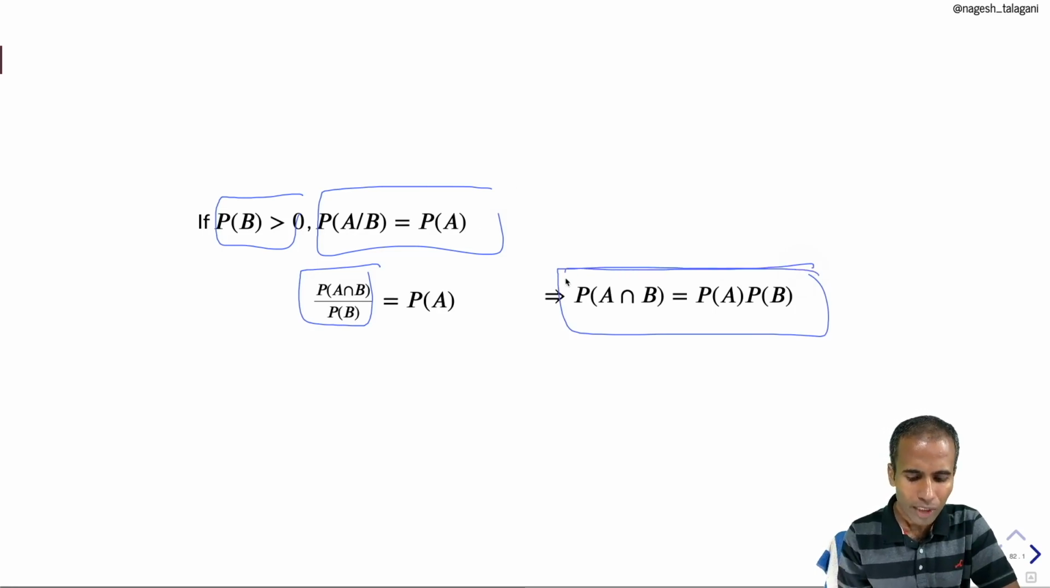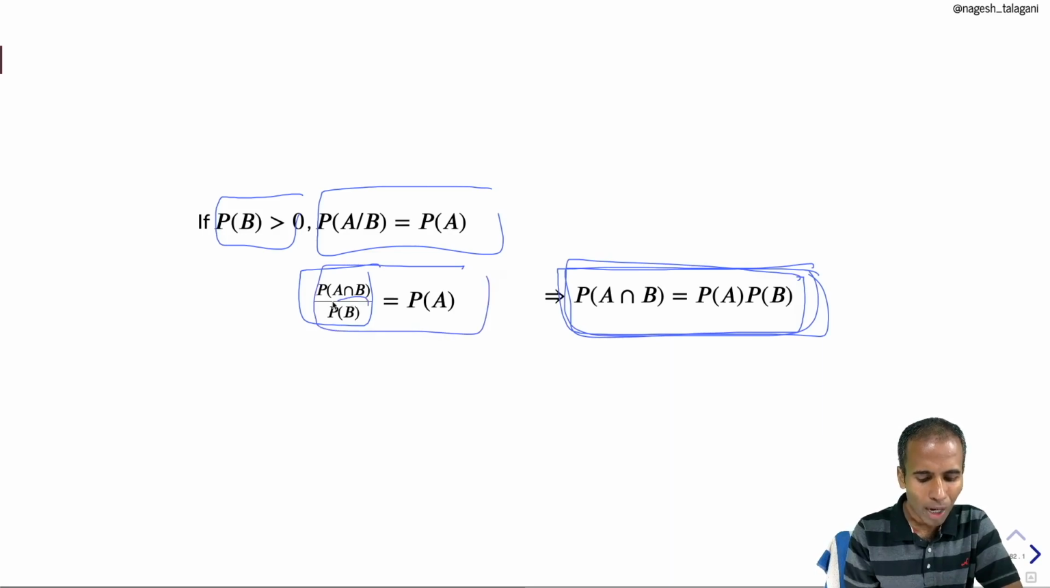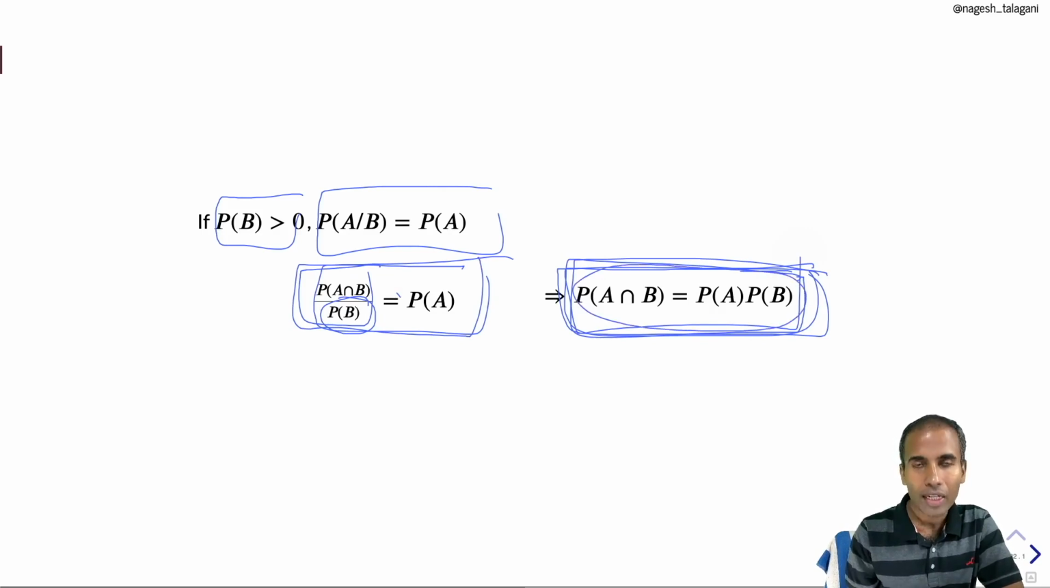See, in this expression, there is no problem. Whether probability of B is positive or 0, it always makes sense. But in the other expression, since probability of B is in the denominator, we have a problem making sense of it, but this expression is always meaningful. That's why we are going to take this one as a definition rather than the other one.